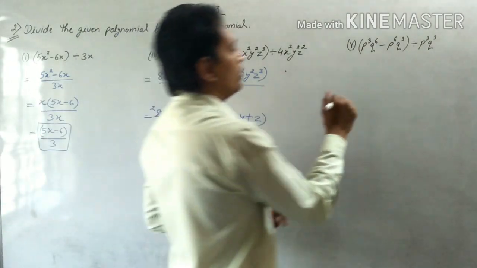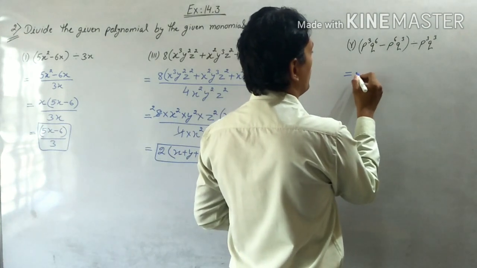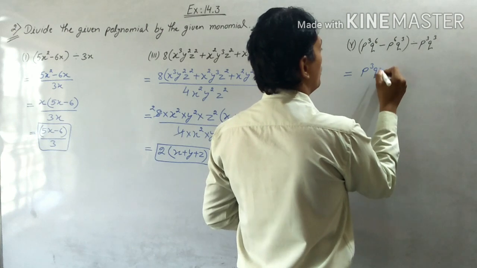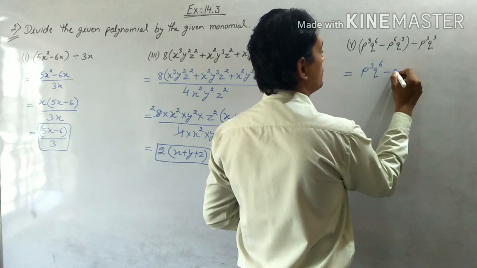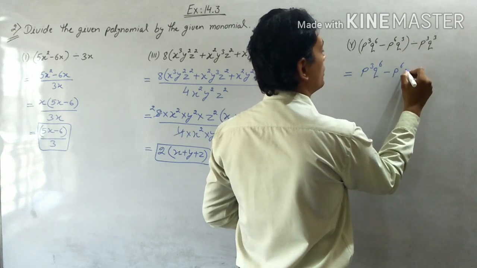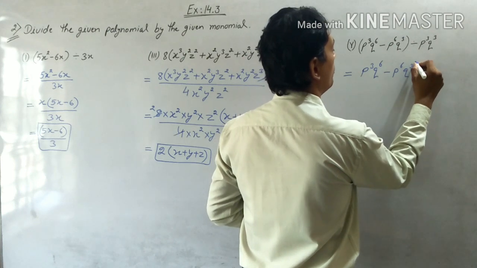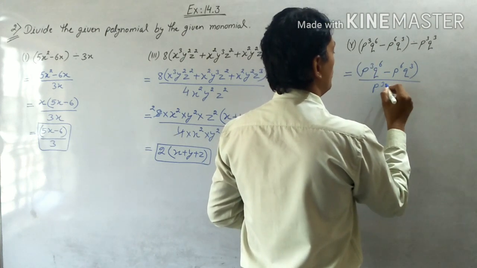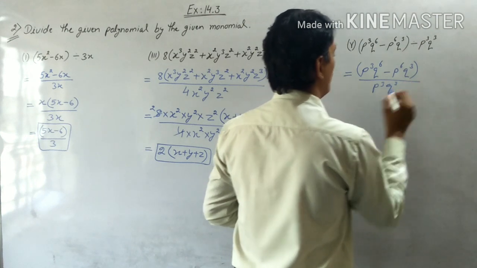Okay, we have one more term here. Let's just write it in the numerator and the denominator format. So p cubed q raised to 6 minus p raised to 6 q cubed, whole thing divided by p cubed q cubed.